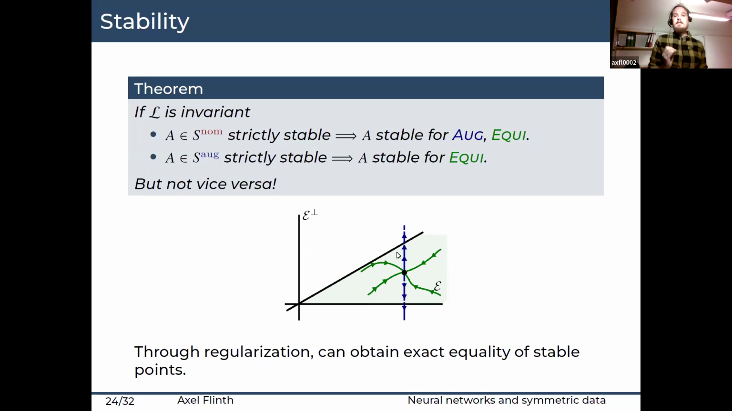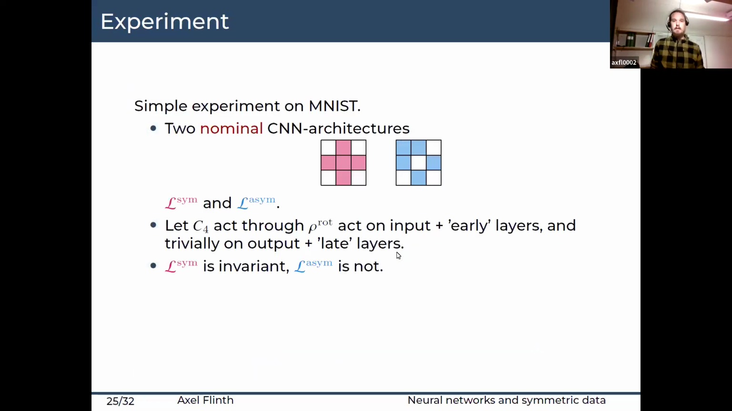Okay, now let's see if this also holds in practice. There are many simplifications here. We have looked at gradient flows and no stochasticity or anything. So let's perform a simple experiment on MNIST. What I do is that I look at 2 CNN architectures as my nominal architectures. And I choose them with a symmetric and an asymmetric support. My group action is C4, the 4 rotations with multiples of 90 degrees, and I let them act on my input space and also on the early layers.